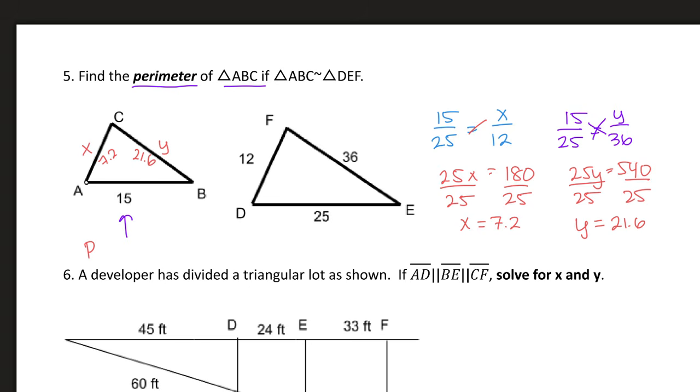Since we're looking for the perimeter, we know we want to add those all together. So it's going to be 7.2 plus 21.6 plus 15. So my perimeter is going to be 43.8. We don't have any units, so I'm just going to say units.